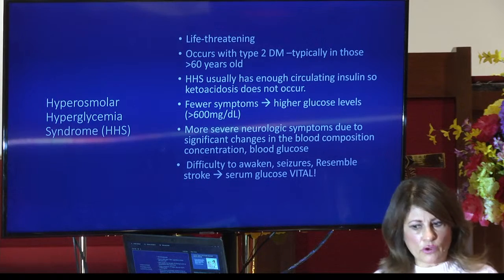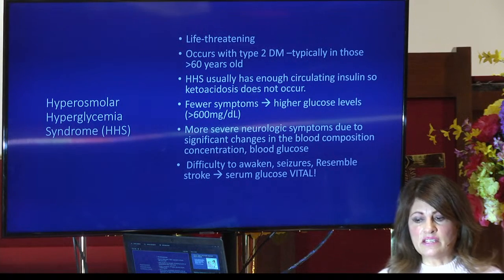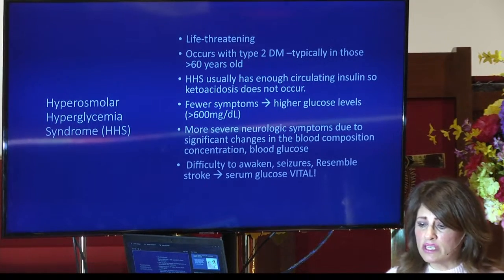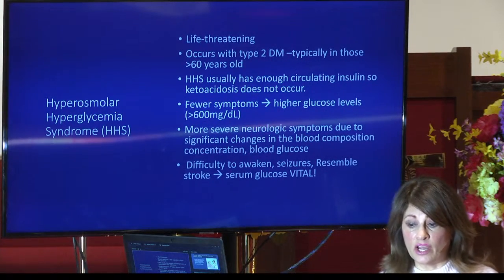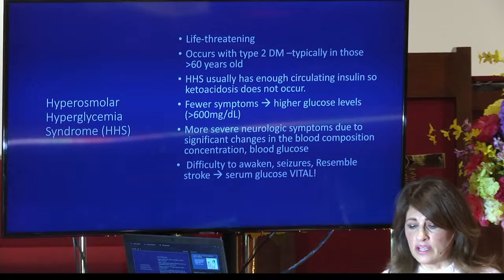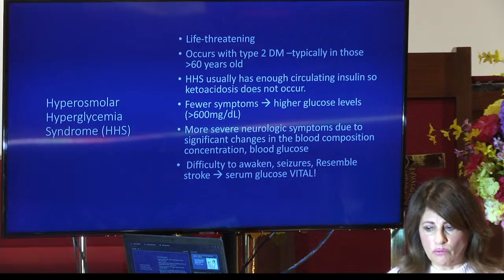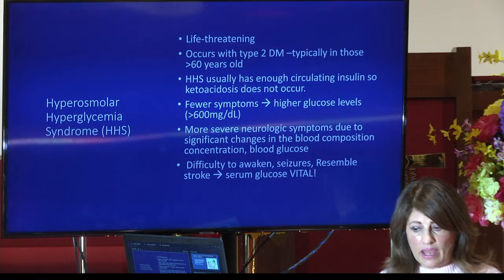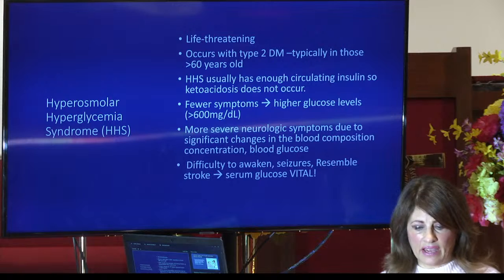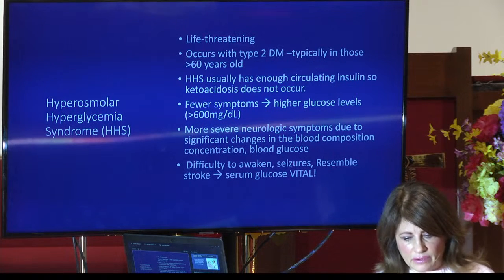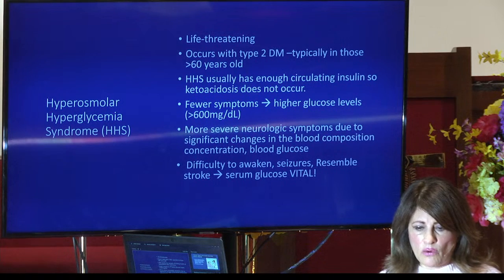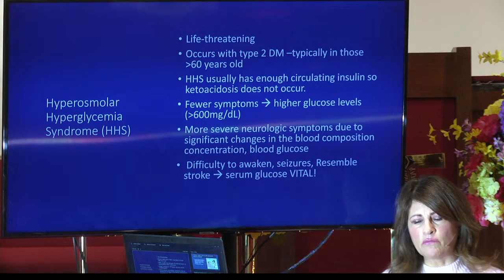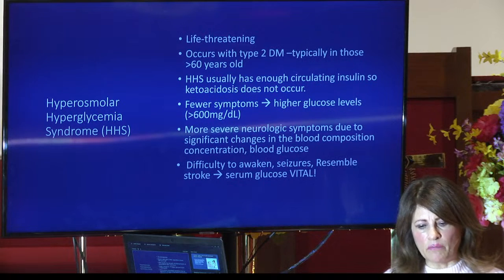There's a whole protocol because very severe neurological symptoms can occur. The most significant changes are in the blood composition, the concentration in the blood, very high sugars. This patient will be difficult to awaken. They could have seizures. It could resemble a stroke. And so serum glucose is vital. It's a medical emergency. So you can see the serious complications and how serious this can become.